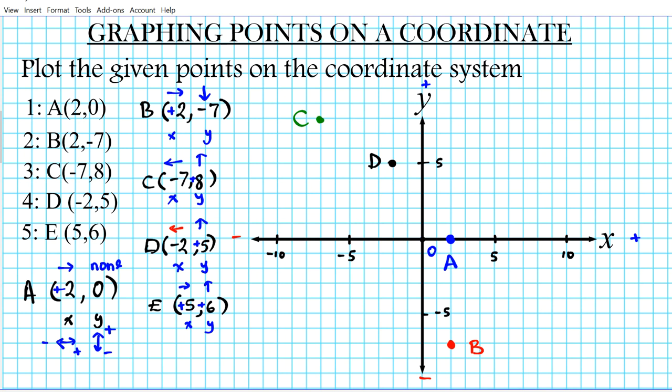So let us start with, from the origin, 0, 0. We're going to go 5 units to the right. 1, 2, 3, 4, 5. That takes us right here. And then we're going to go up 6 units. 1, 2, 3, 4, 5, 6. Ladies and gentlemen, this is the location of point E on our coordinate system. So that's basically how you graph coordinates. So now let's give you some problems to try out.